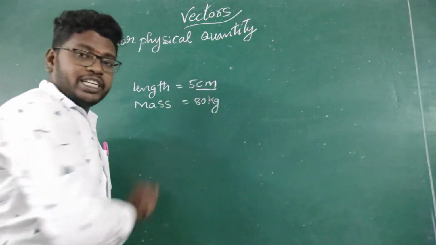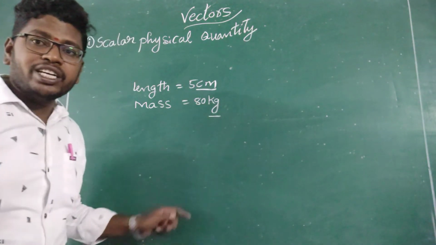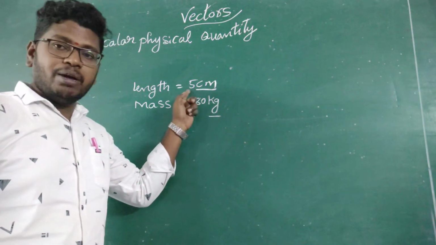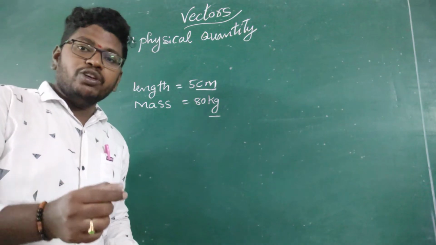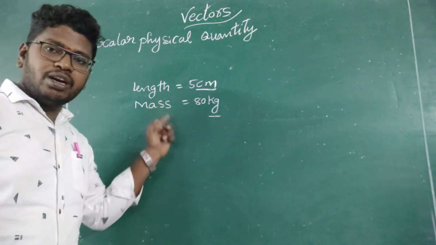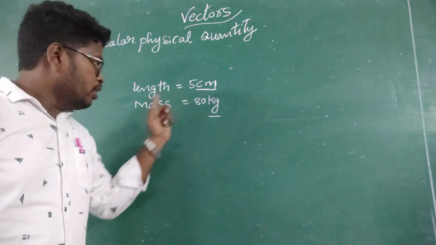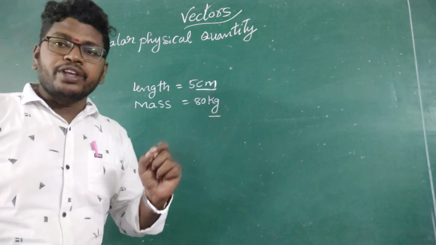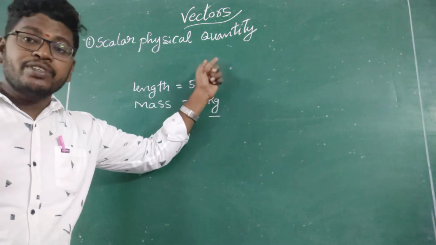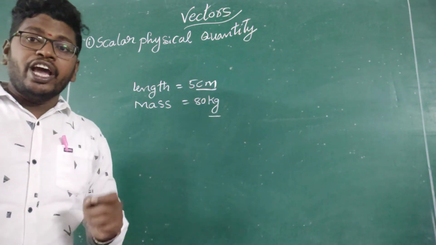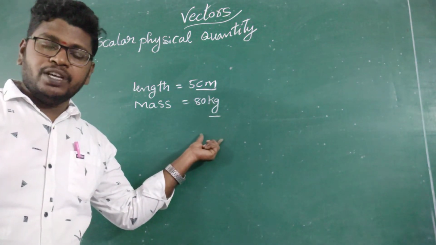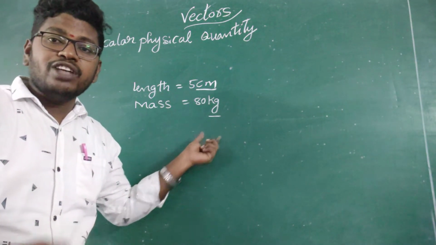Here cm, centimeter or kg, what does it represent? A unit, and this is a number. A number followed by a unit is called magnitude. If you observe these two examples, length has magnitude and mass also has magnitude. That is nothing but a scalar physical quantity. What is it? Scalar physical quantity. A physical quantity which has only magnitude and which follows algebra.